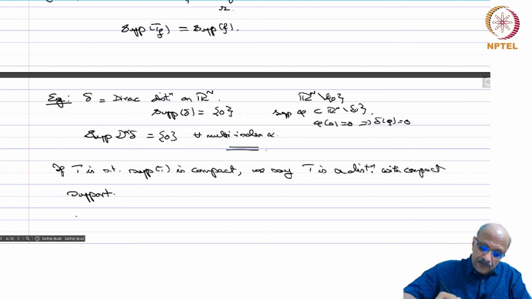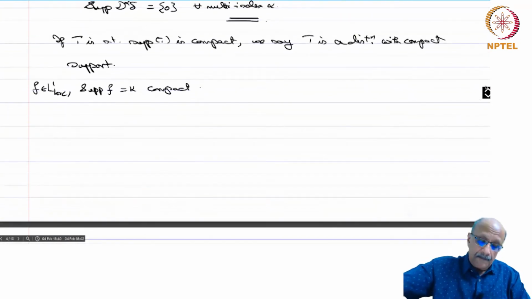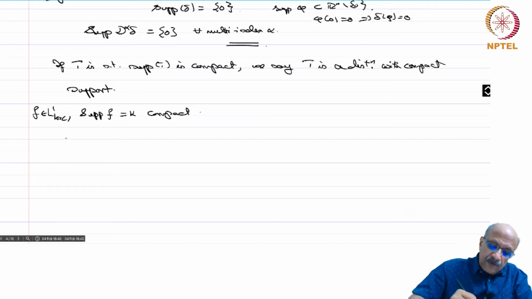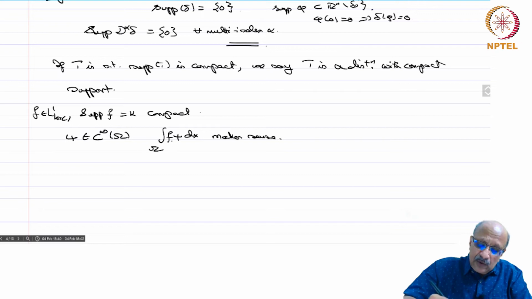So let us assume that f is locally integrable and the support of f equals K, compact. Now if you take psi belonging to C infinity of omega, then the integral of f psi dx on omega makes sense, because the integral is essentially only over a compact set. Psi is bounded on a compact set and f is locally integrable, therefore f psi is integrable on that compact set. So this is well defined and it makes sense.